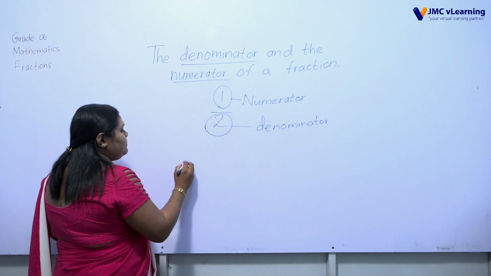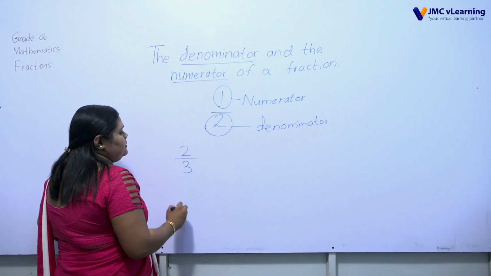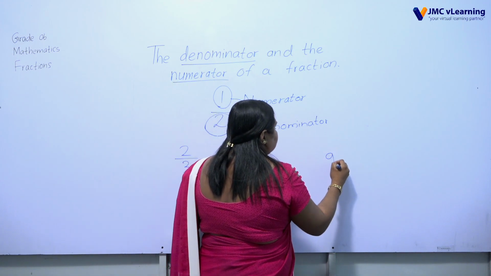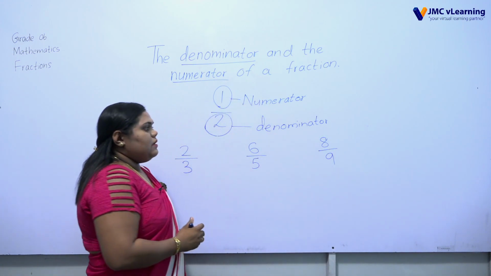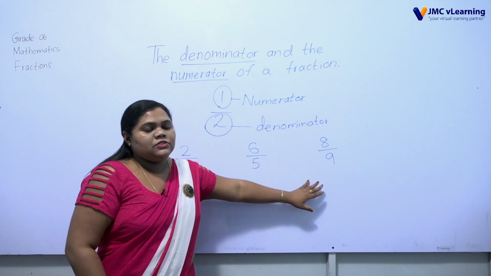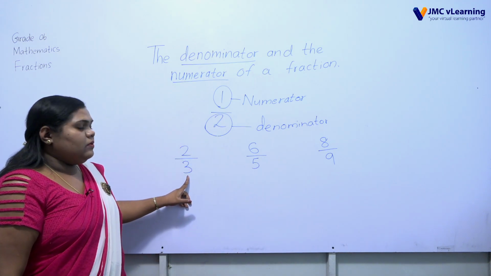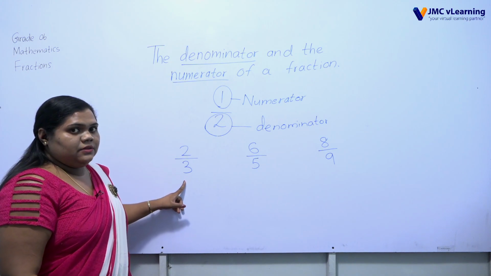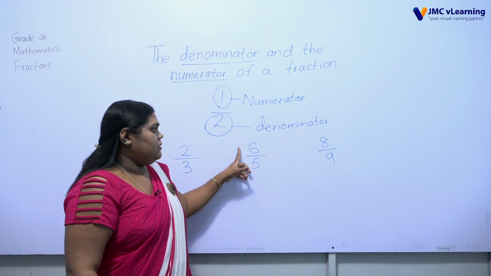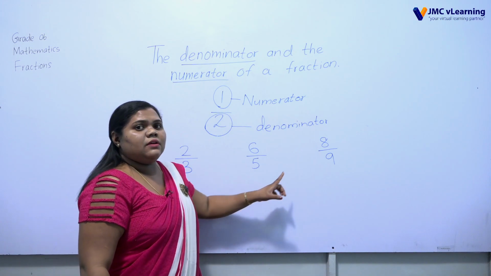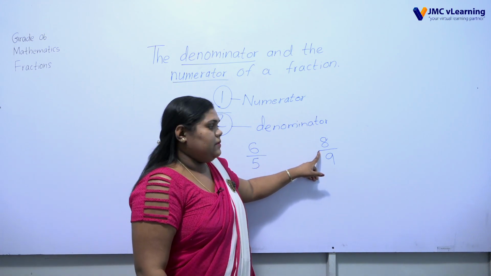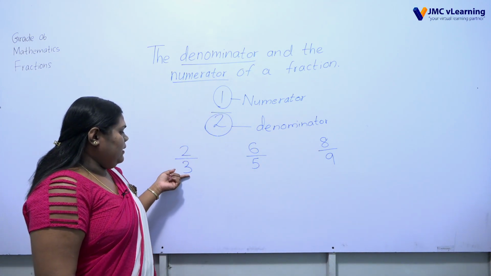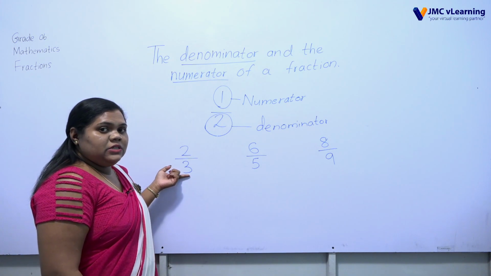Now, look at these 3 fractions. Okay, now how can we read this fraction? 2 out of 3. How can we read this fraction? 6 out of 5. How can we read this fraction? 8 out of 9. Okay, now here, what is the denominator of this fraction?